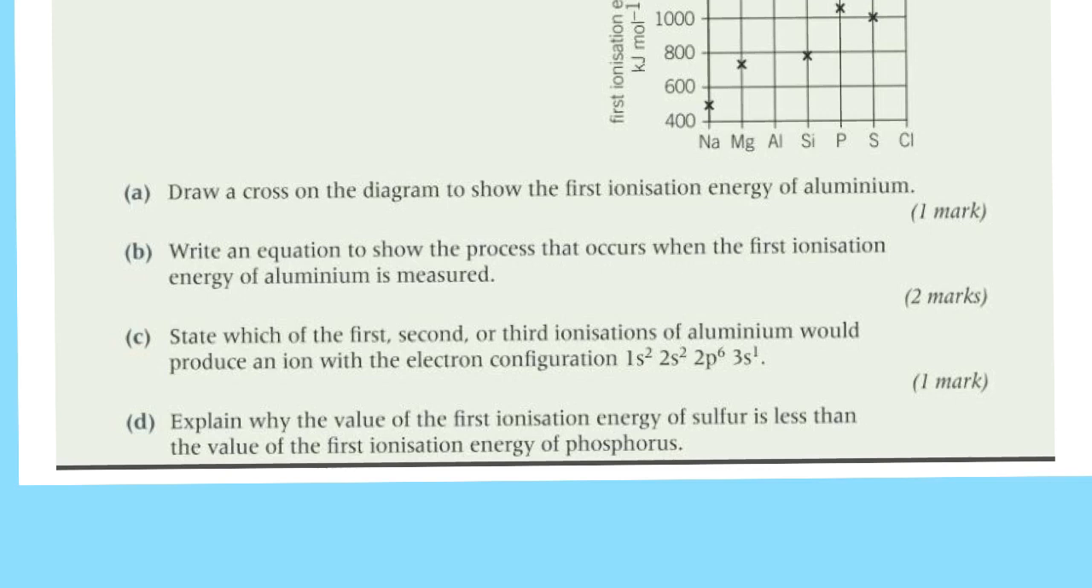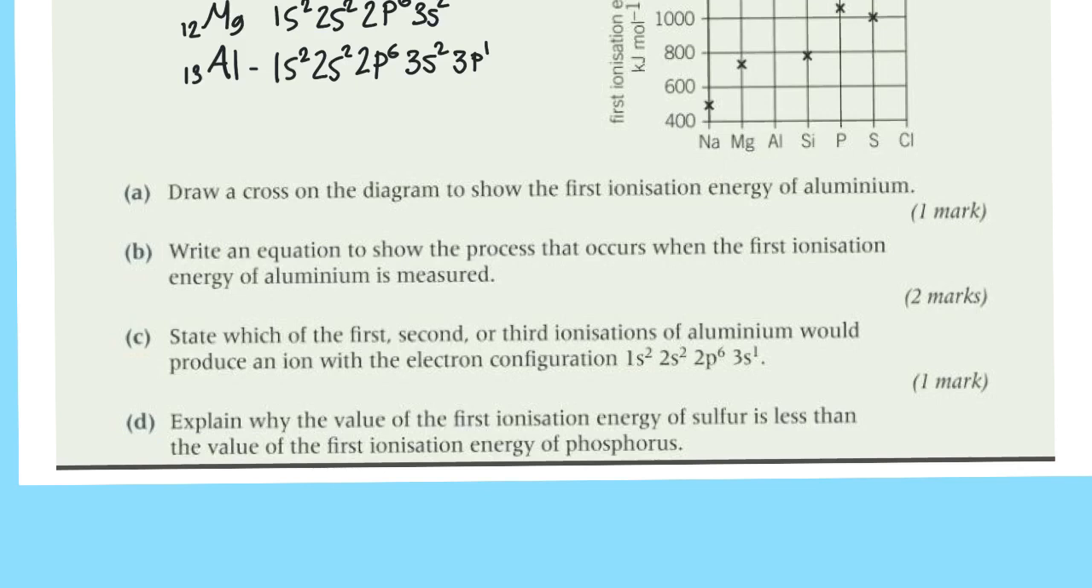On this graph, straight from your textbook, here's a diagram showing some ionisation energies as you go across a period from left to right. It asks you to draw a cross on the diagram to show the first ionisation enthalpy of aluminium. Remember, the first rule is to write out the electronic configurations before deciding on your value of ionisation energy.